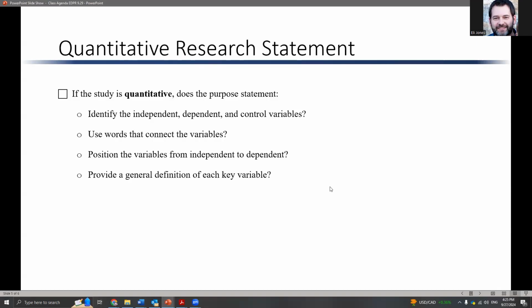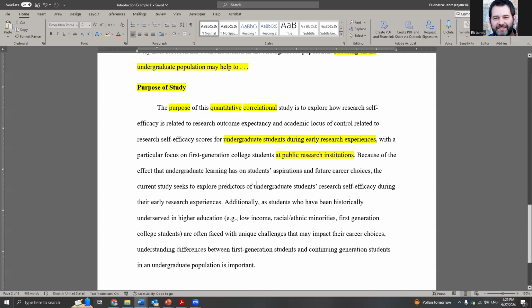Quantitative now, which is what we were just looking at: do we identify the independent and control variables? So if I'm going to actually have an experiment or a quasi-experiment, I may have some control variables. Or if I just have correlational, I will have at least independent, right? Well, let's look and see.